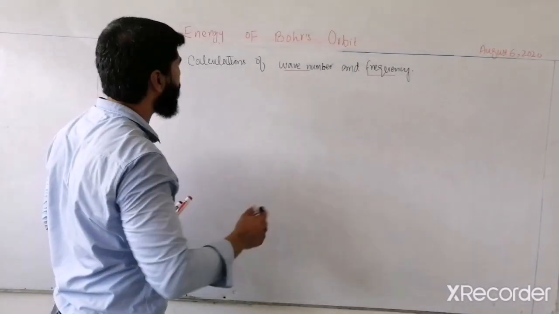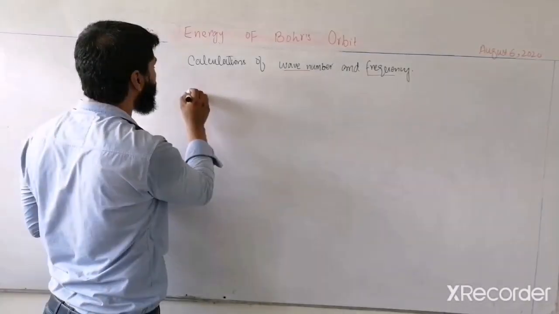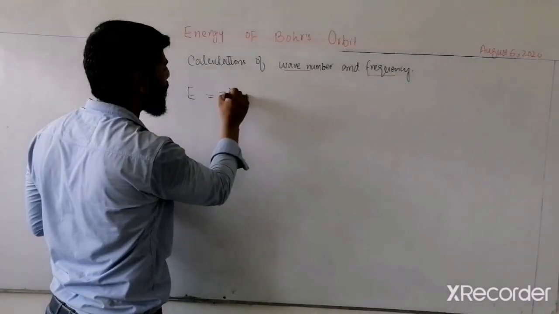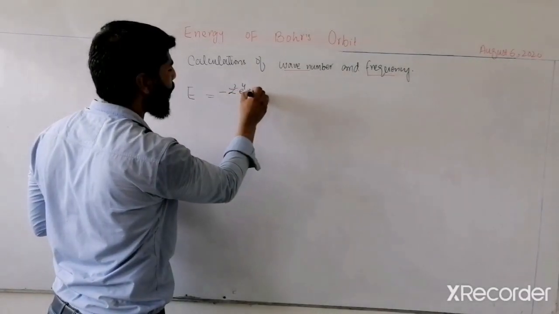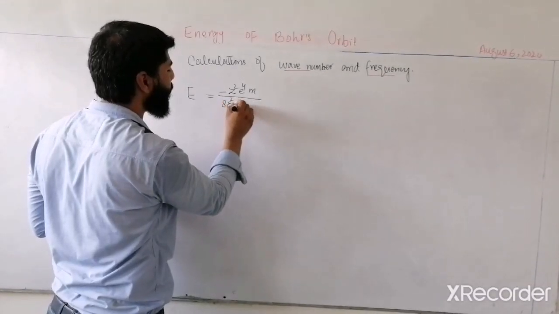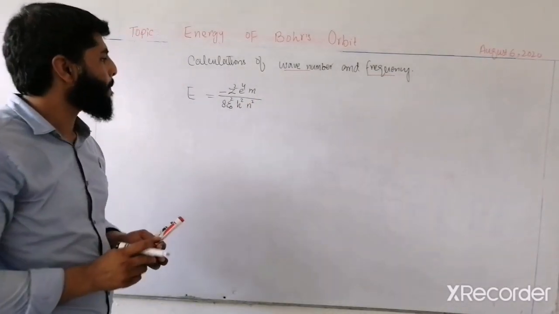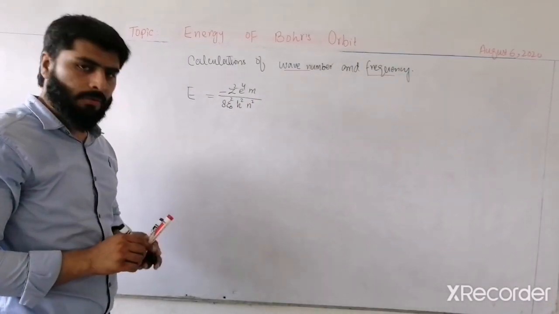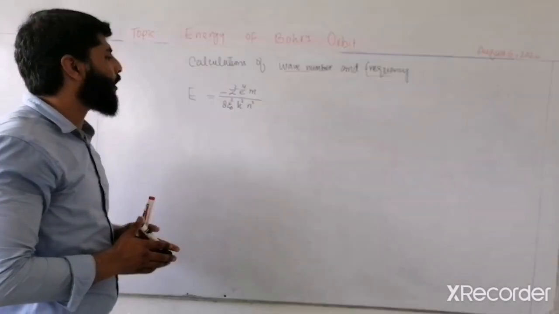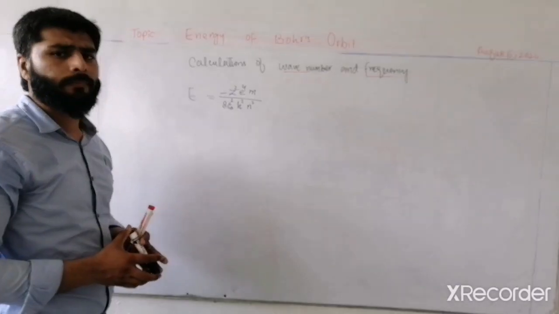Students, according to Bohr's concept, the energy of the revolving electron is given as E is equal to minus Z square e4 m divided by 8 epsilon naught square h square n square. This is the energy of Bohr's orbit, or the energy of an electron revolving around the nucleus.